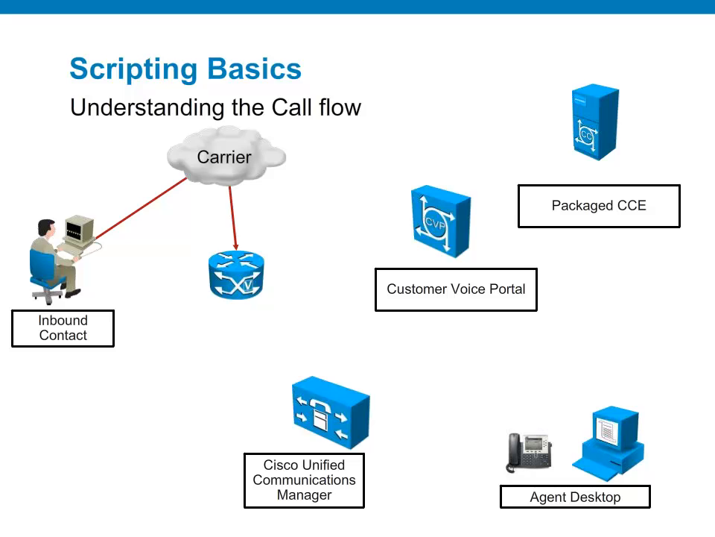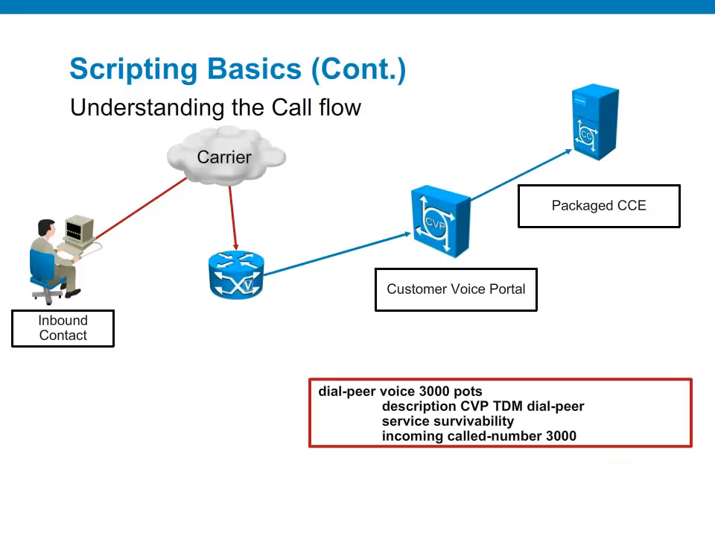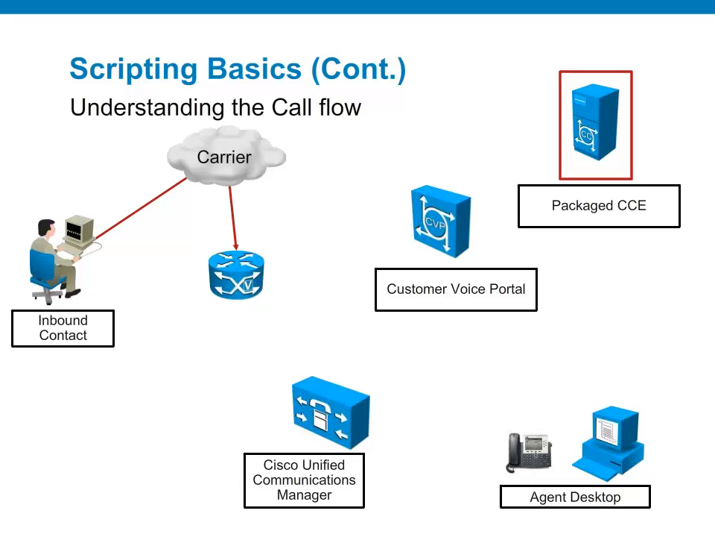All inbound calls for Packaged CCE deployment will enter through a voice gateway. The voice gateway will match the inbound DNS to a dial pair that directs call logic to CVP. CVP then, based on CVP configuration, directs call logic to the Packaged CCE call server. The Packaged CCE call server then accepts the inbound call logic as a route request. It is at this point that the Packaged CCE script is invoked on the call server.